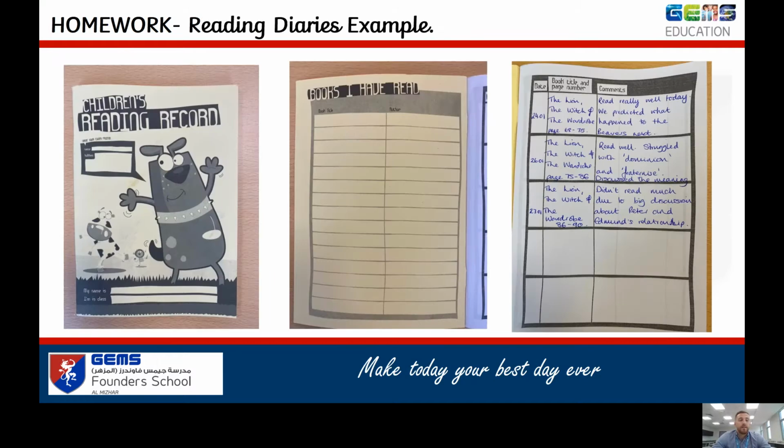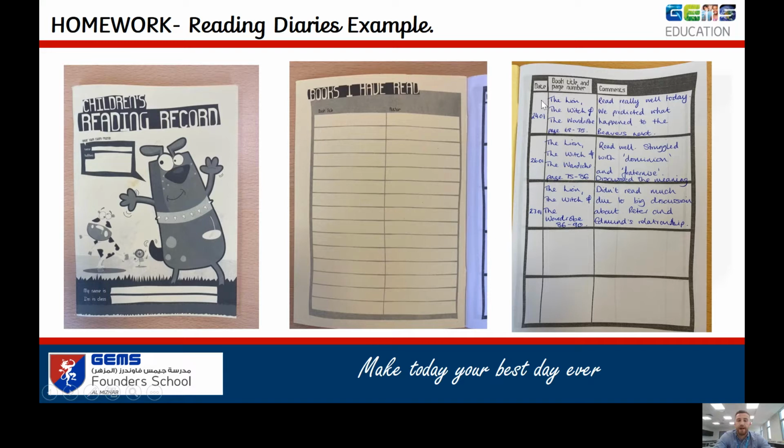These are the reading diaries which we are going to ask you to fill in as adults at home. They look like this on the left. Here is where your child can make a list of all the different books that they've read, and here is an example of what that might look like over the course of the week.